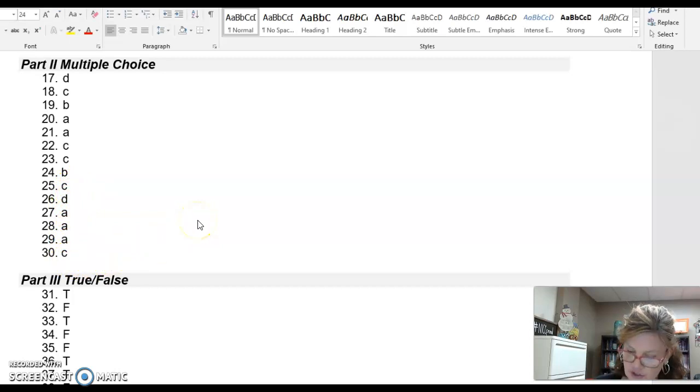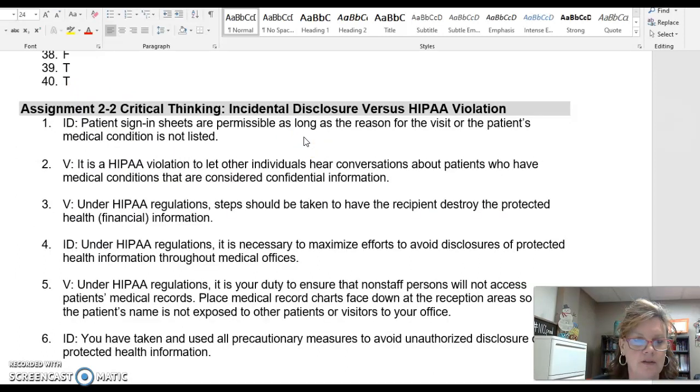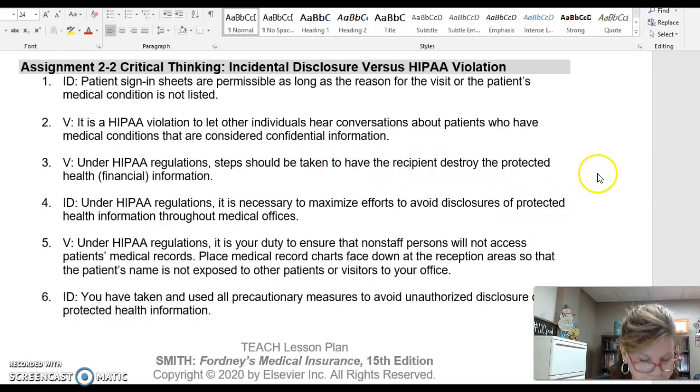The biggest thing I want you to do is, for the true and false, go ahead and review them. I want to go through the assignment 2.2 with the critical thinking. It's probably the biggest thing that I want to relate to you, and hopefully that you understand what a HIPAA violation is. Was it an incidental disclosure or was it an actual violation? Okay, so again, pause the tape, finish up your true and false, and let's move on to 2.2.